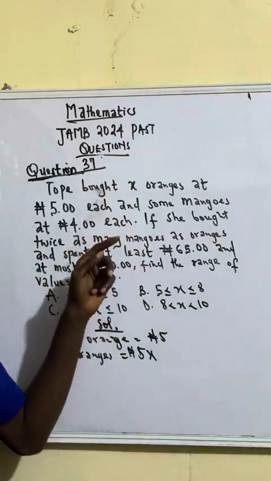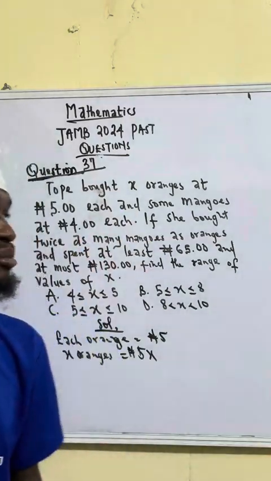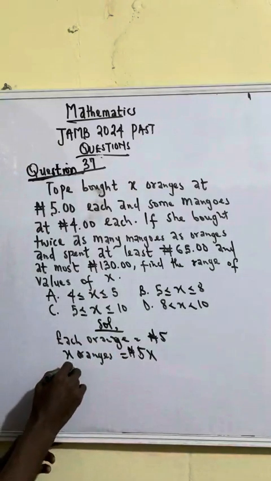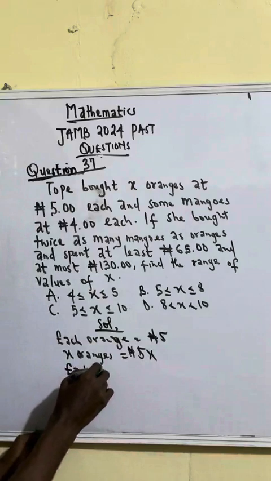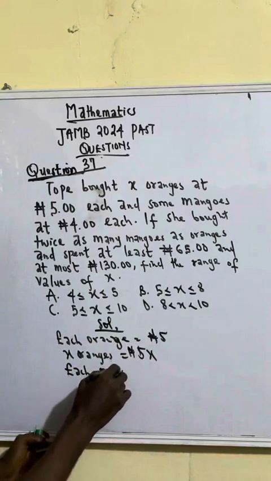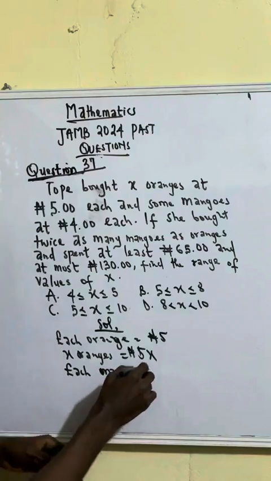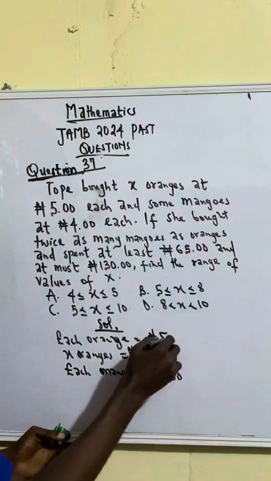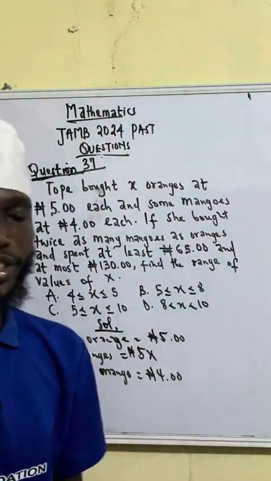Now, they said she bought some mangoes, we don't know the amount of mangoes she bought. And they said each mango costs 4 naira. So let's just put it like this, 4 naira each.